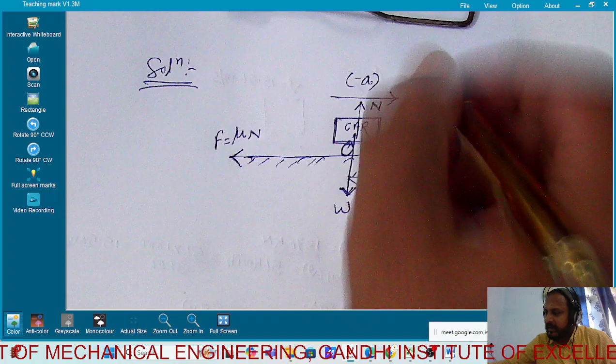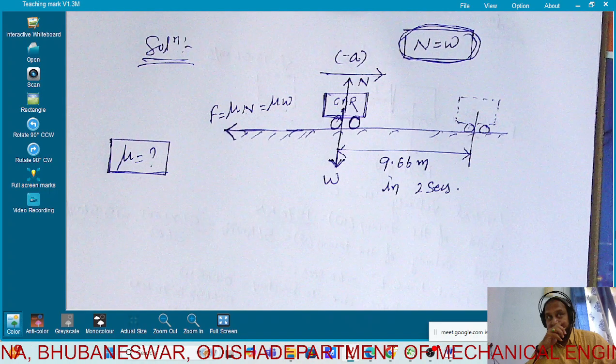Is this clear? So here you have to find out, the question is, what is the coefficient of friction between the tire and the pavement. Clear? So let us see here what is the given data. T is how much? T is 2 seconds. S is how much? 9.66 meters.